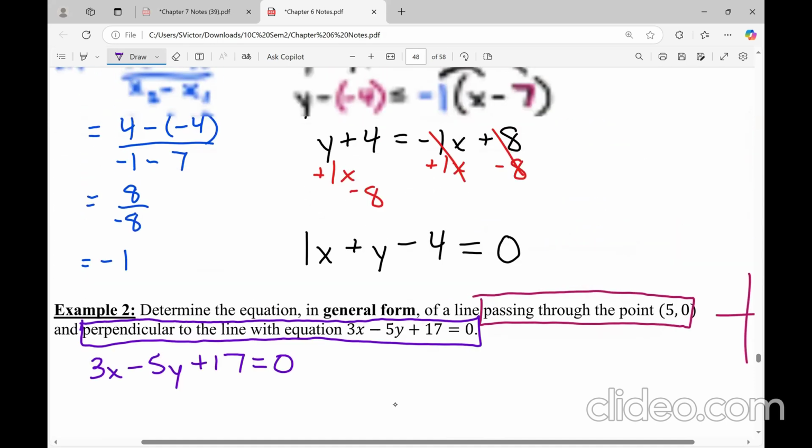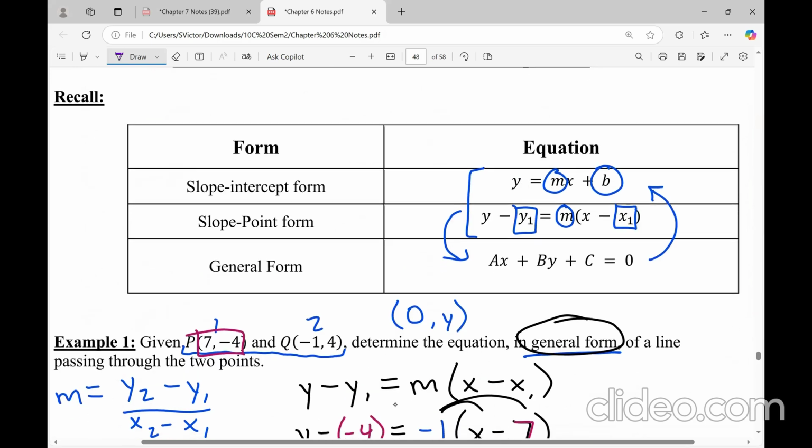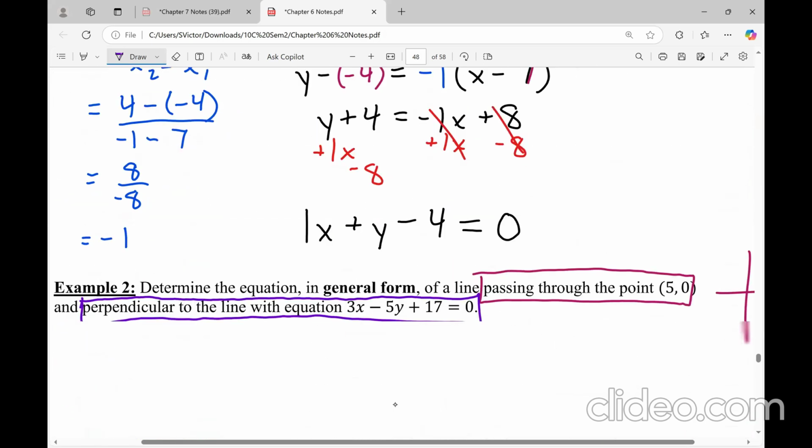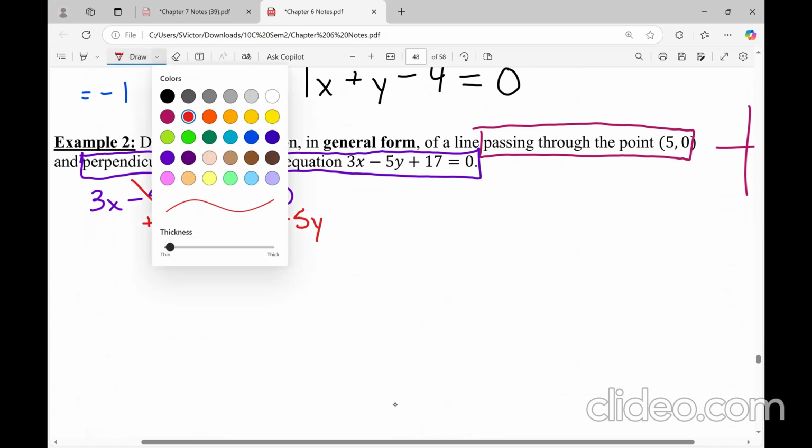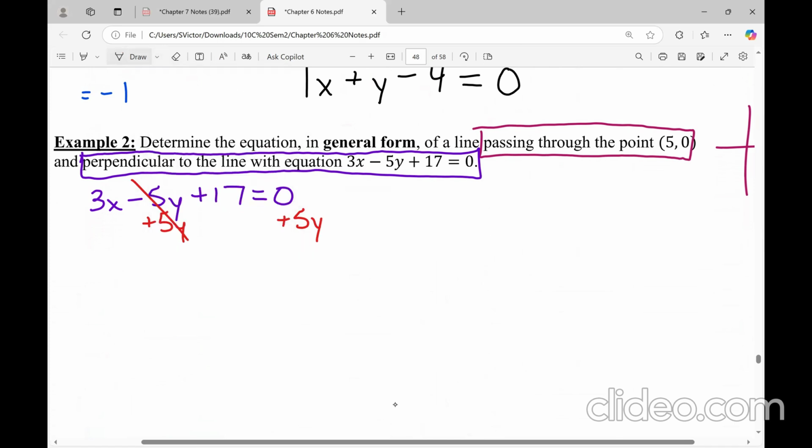Remember for slope point form, all we have to do is get y all by itself. So I'm going to move y to the other side. So here I've got minus 5y, so I'm going to go ahead and add 5y to get rid of it, which is going to move it over here. Because what we do to one side, we do the other. And let's see what we're left with. We're left with the 3x plus 17. And then on the right side, we got 0 plus 5y. Well, that's just 5y.